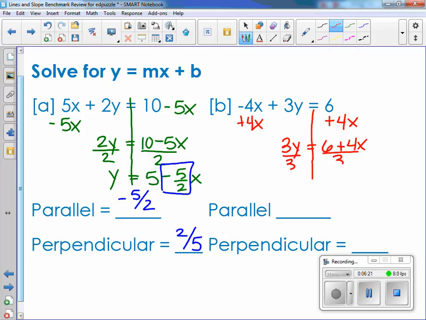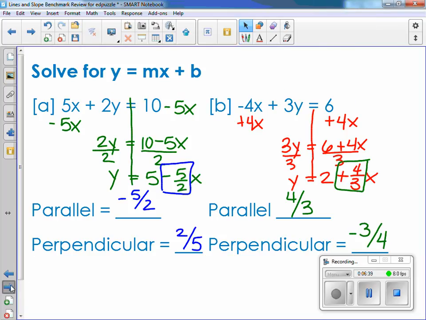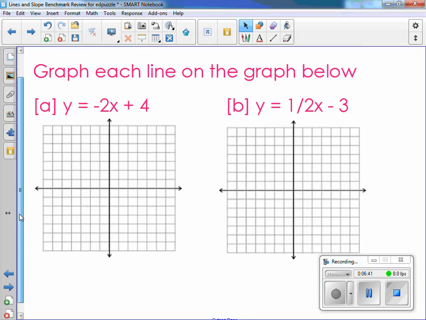So I'm just solving it so you can get down to check. You should have gotten 2 plus 4/3 x for your equation. The slope of this one is positive 4/3, so parallel stays the same. Perpendicular, you flip it and change the sign. Okay? All right, so we have two more types of problems.